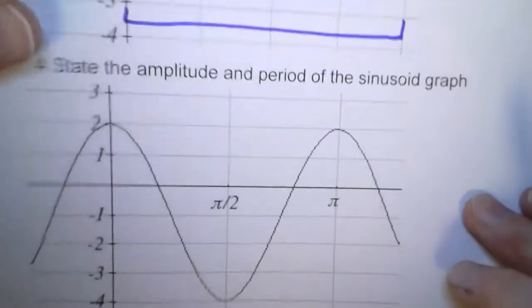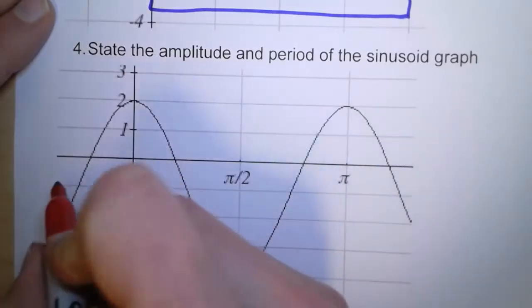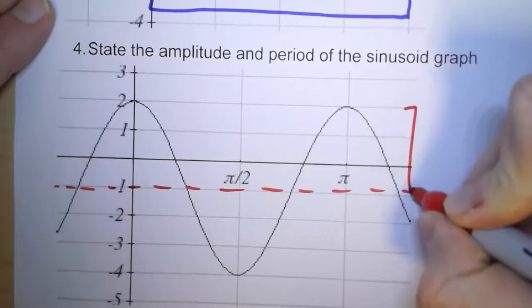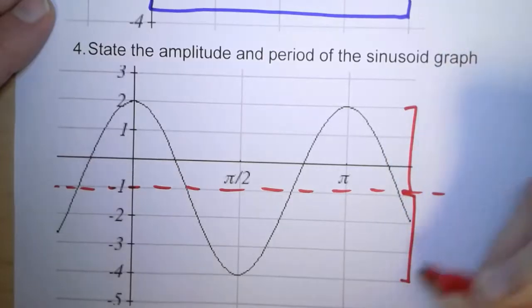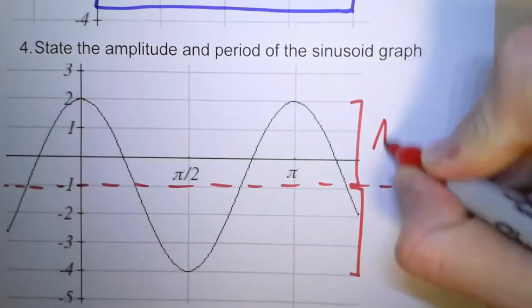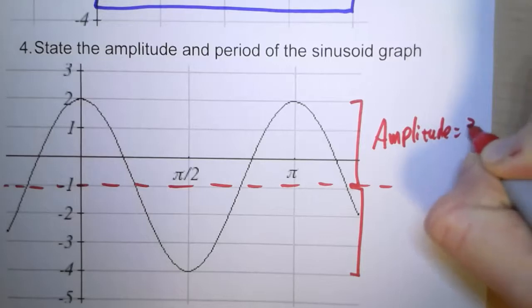And so for our last one, let's see. Our amplitude, if we draw our middle, right there, our amplitude is from there to there, from the middle to the top and the middle to the bottom. And so in both cases, the amplitude is 3.